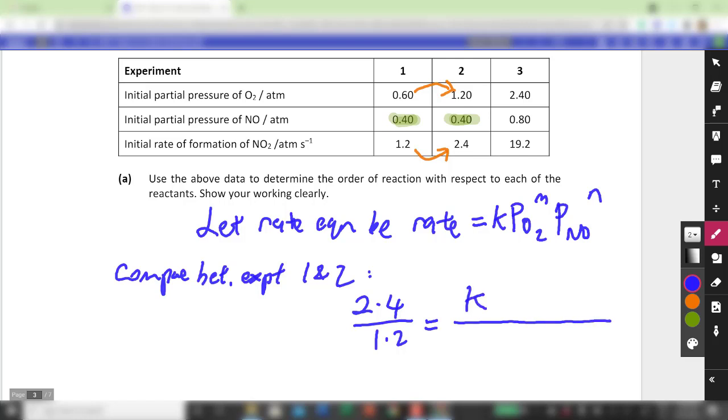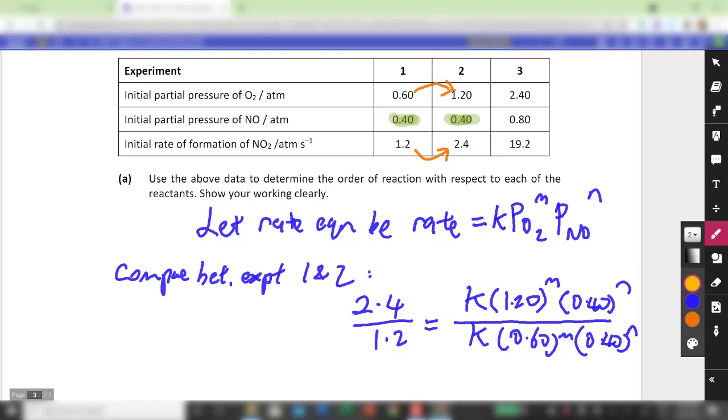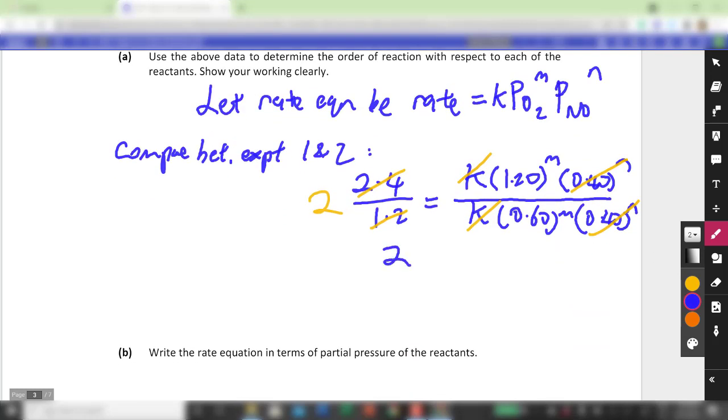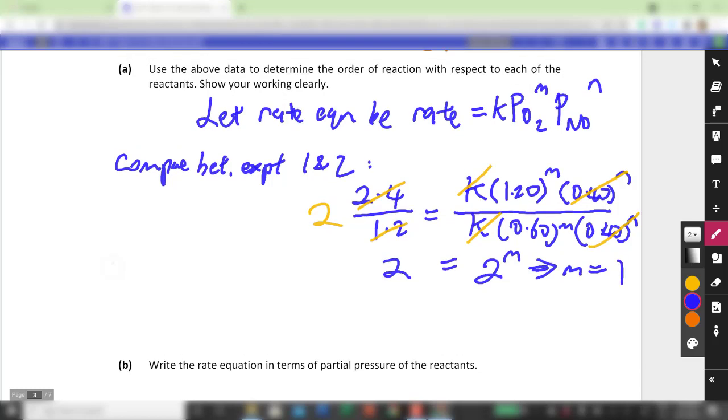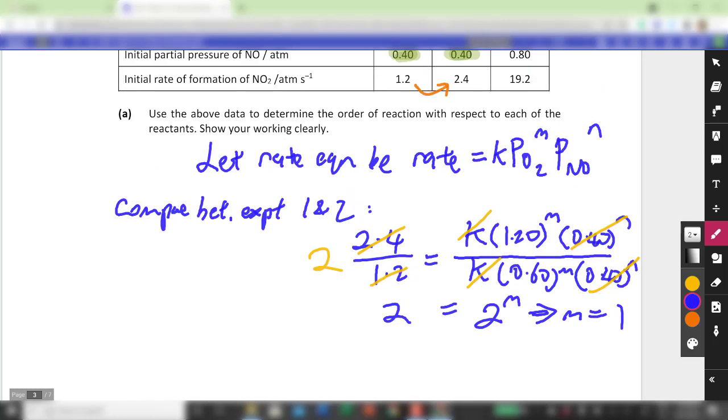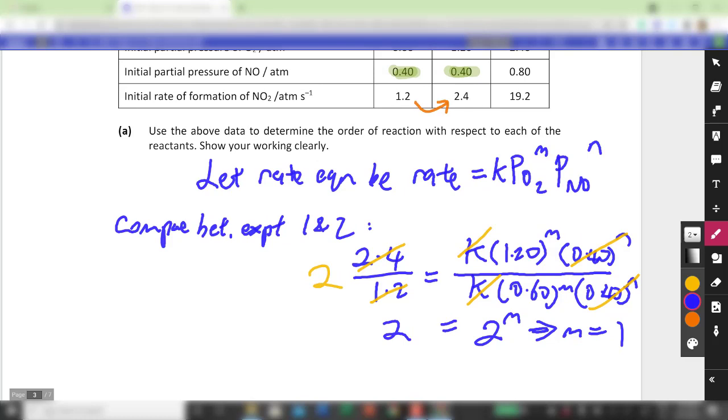k times 1.20 to the power m and 0.40 to the power n, over k times 0.60 to the power m and 0.40 to the power n. Then we'll just cancel off the constants from the numerator and the denominator, and we get 2 equals 2 to the power m, so therefore m is equal to 1. This is how we can do it by the analytical method.